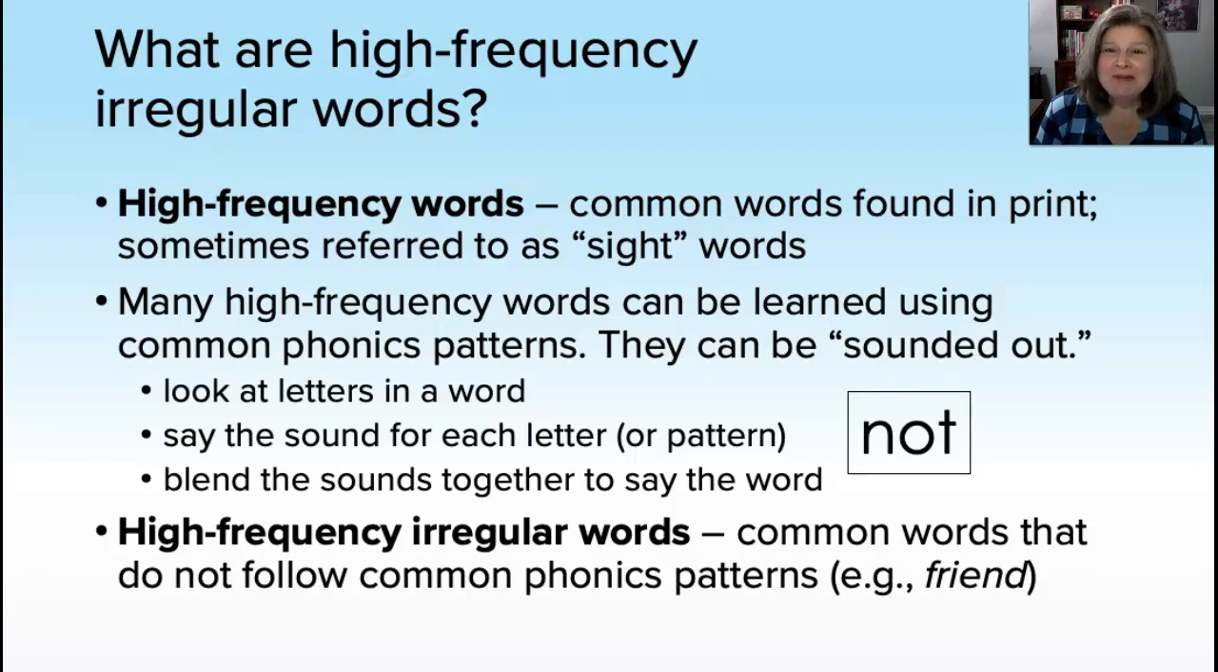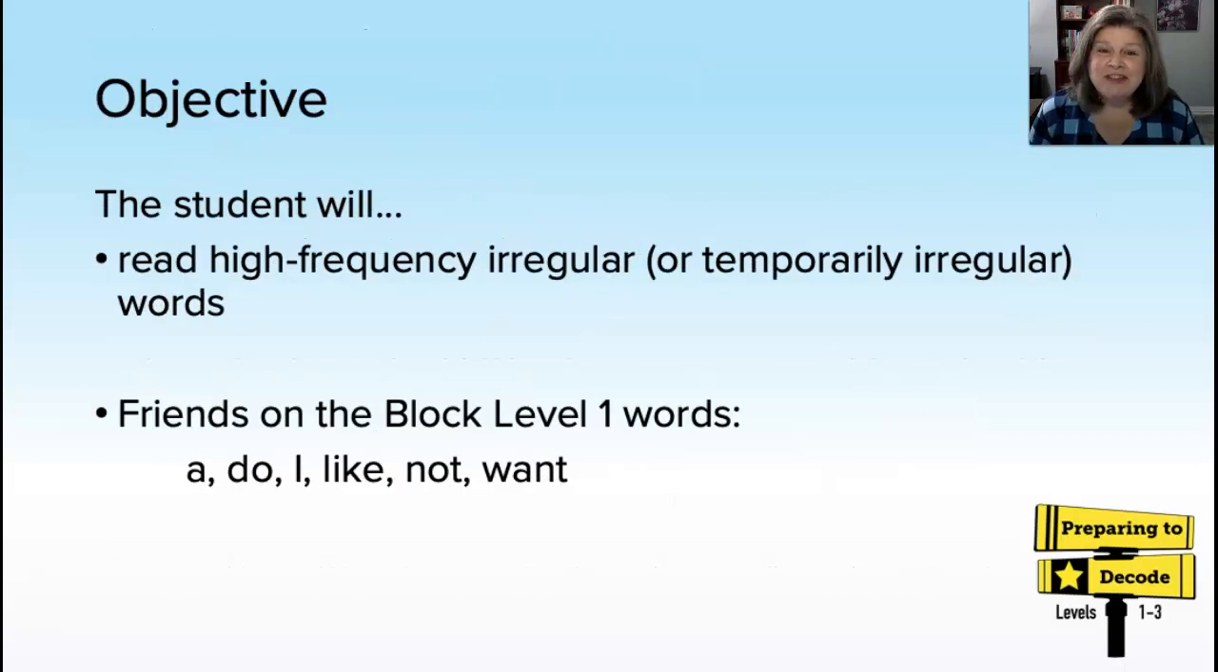But right now I'm going to focus on how to teach sight words using a very simple approach that has been used in many studies that have a lot of evidence of their effectiveness. The objective here is very straightforward. What you want the student to be able to do is when they see one of these high-frequency irregular words, they're able to read that word. They're able to say that word.